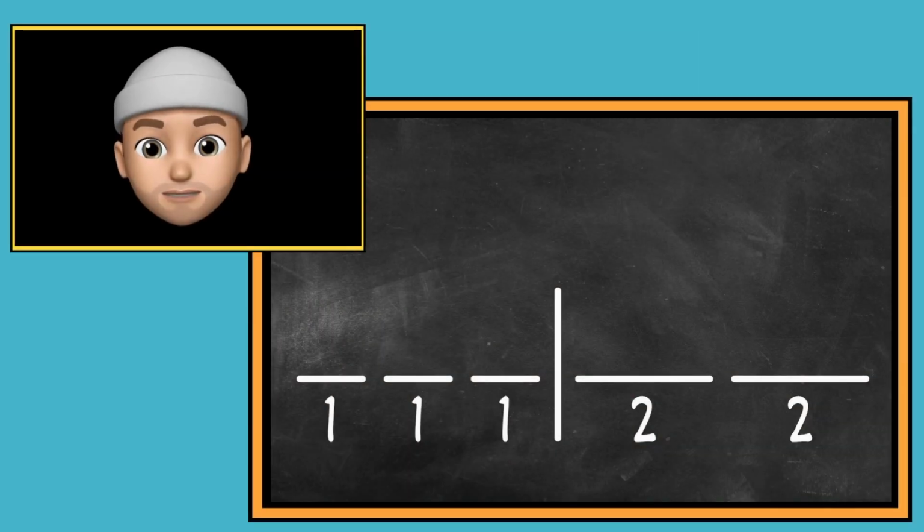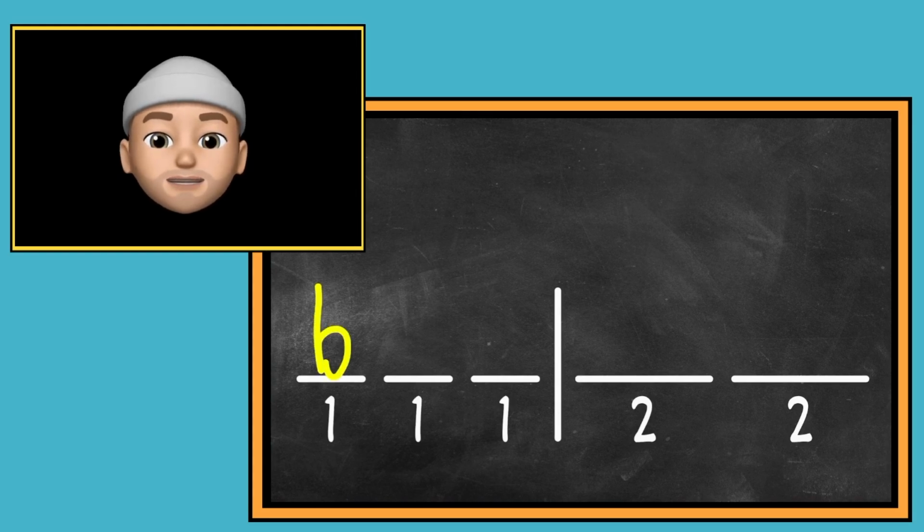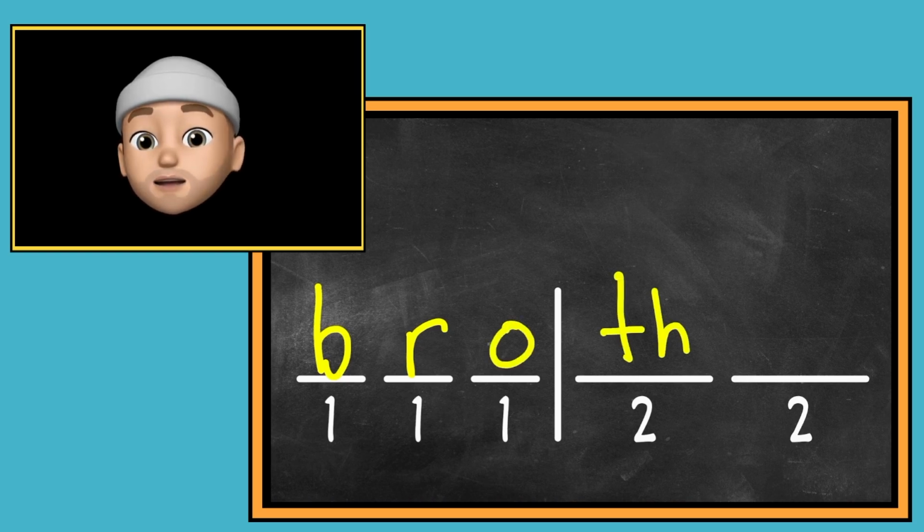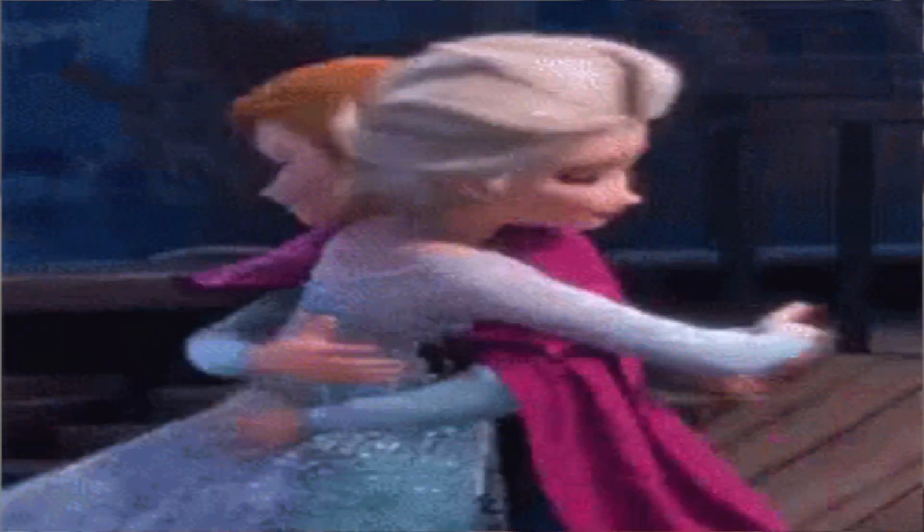For the word brother, let's break it apart. B is a B. R is letter R. Again, is not U, but O. Th is TH, and er is ER. Brother.